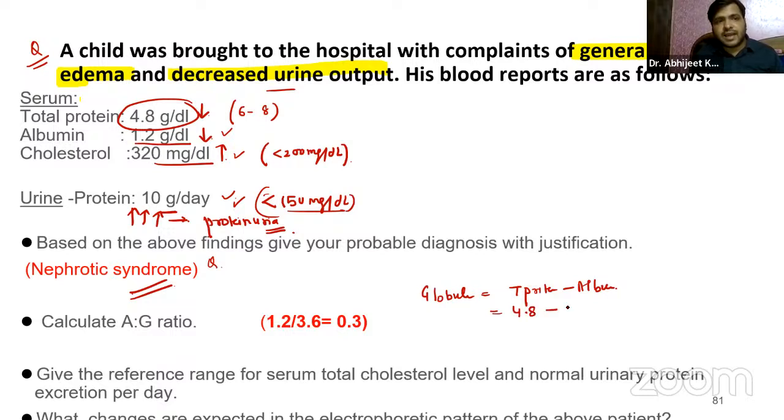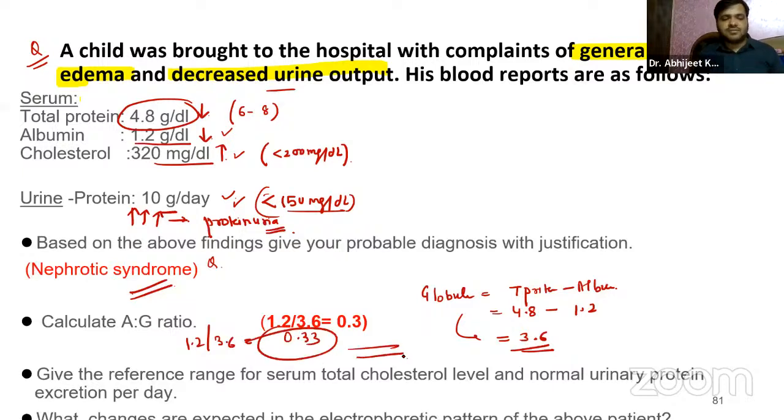Okay, albumin is 1.2, so globulin will be 3.6. So for the A/G ratio, sorry, albumin is 1.2 and globulin is 3.6. So the ratio will come out to be 0.33, right? So that is something you have to remember.